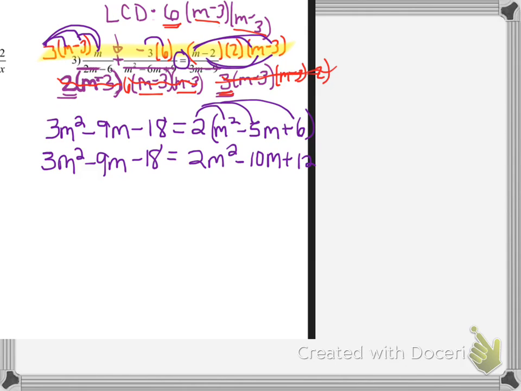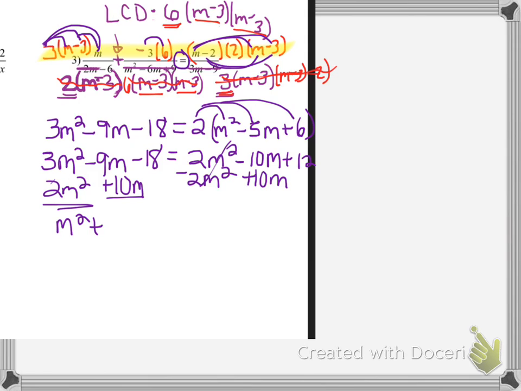Okay, in order to solve this, I need to get everything on the same side. So I'm going to subtract 2m squared and then this is just going to be m squared. It's going to cancel over here. Add 10m. So then this will be plus m. And then let's also move the minus 12. So then that becomes minus 30 equals 0.